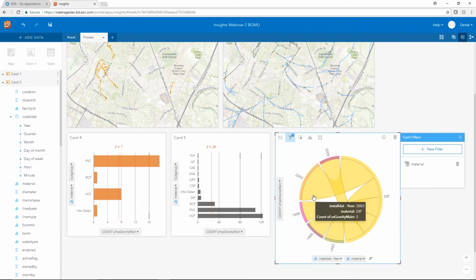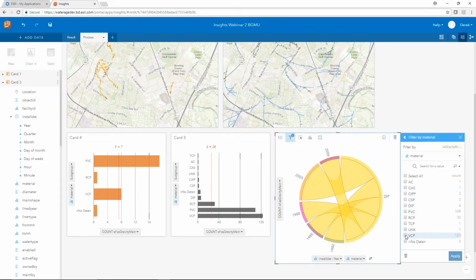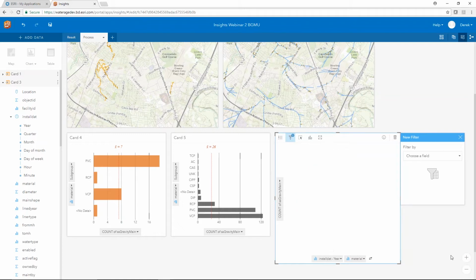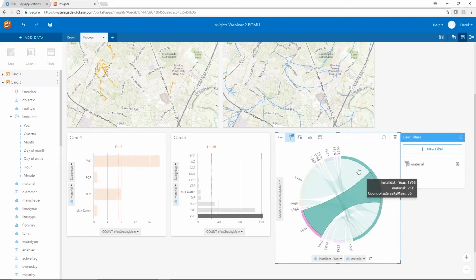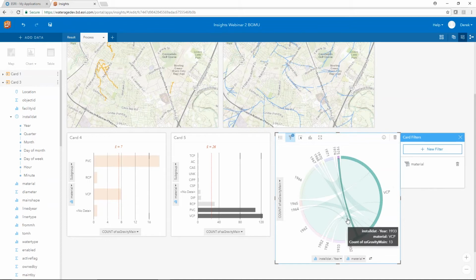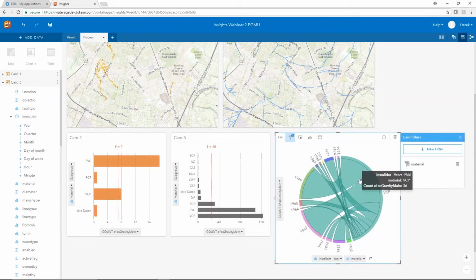But looking at it this way got me thinking about how old some of this vitrified clay and PVC pipe may be, because, well, the clay pipe is extremely durable, but the older it gets, the more susceptible it is to breakage. So we can go inside here and change this visualization to look at our clay pipe. What we find is very interesting: the clay pipe we're seeing here was mostly installed in the mid-1960s up to 1975, but some of it is as old as the 1930s. So this may be something we want to focus on, inspecting this pipe to make sure that it's sound.